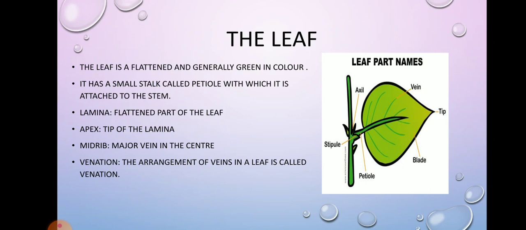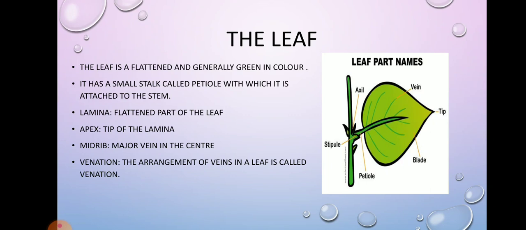Okay, so we are going to see the different parts of the leaf in this particular slide. Now this leaf is attached to the stem with a small stalk known as petiole. You can see in the diagram shown beside that the stem is attached to the leaf with the help of petiole. Then the flat part of the leaf is known as lamina. Then we have apex. Apex is the part at the tip of the lamina. The tip of the leaf is known as apex.